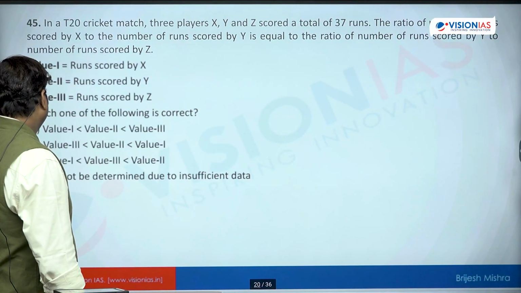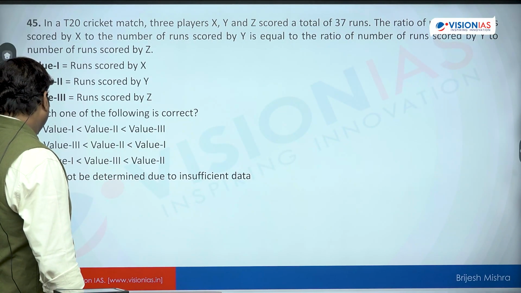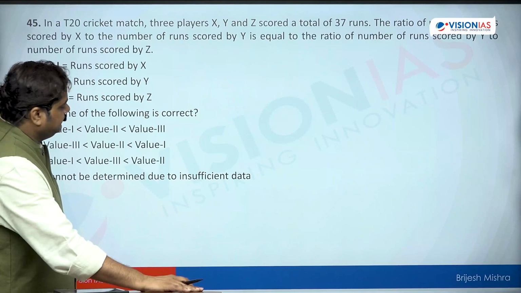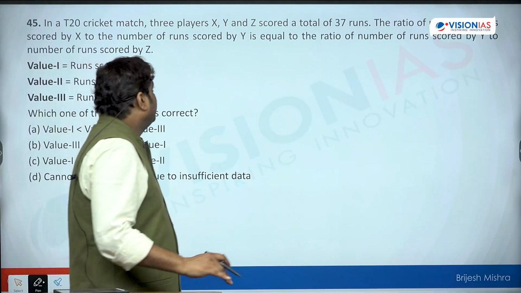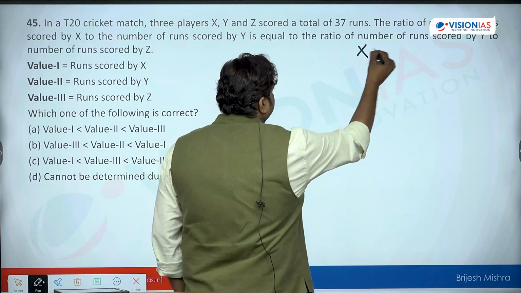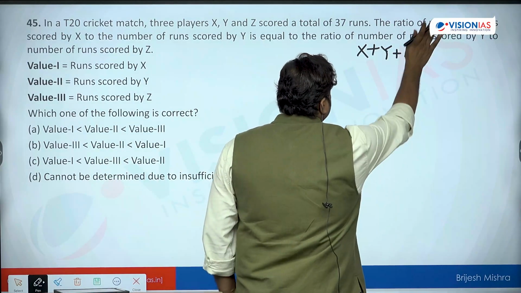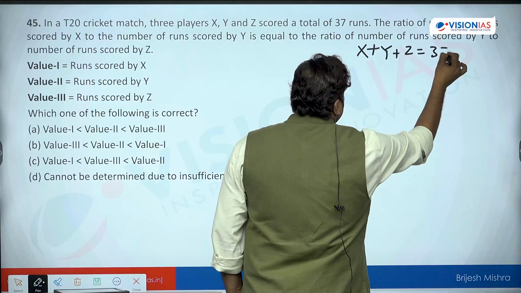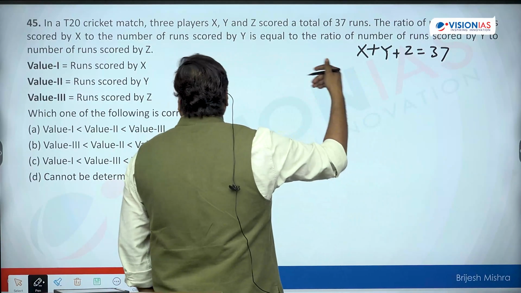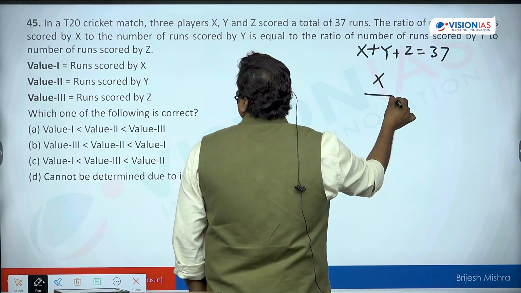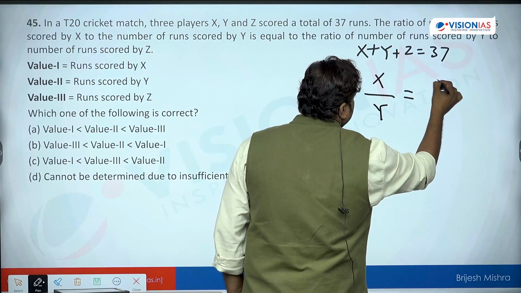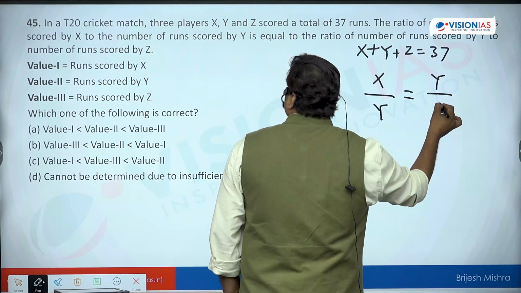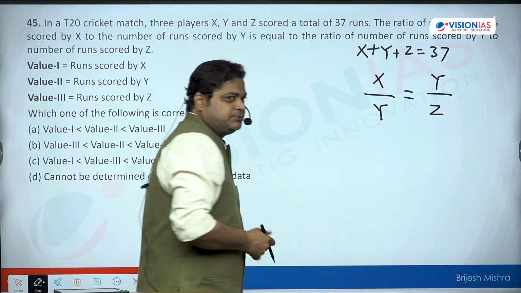See this question. Question related to ratios. T20 cricket match, 3 players. Total run 37. The ratio of number of runs scored by X to the number of runs scored by Y is equal to the ratio of number of runs scored by Y to the number of runs scored by Z. This is the ratio we are getting.